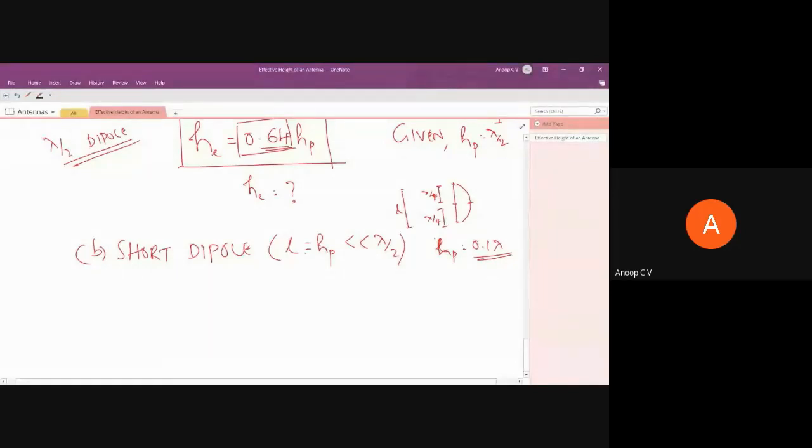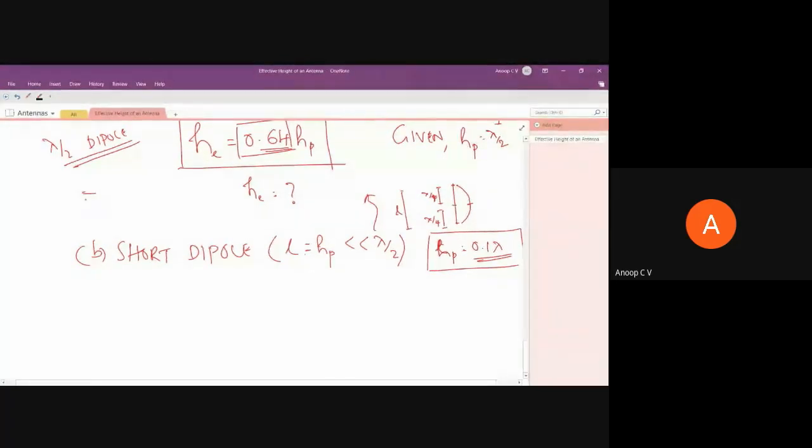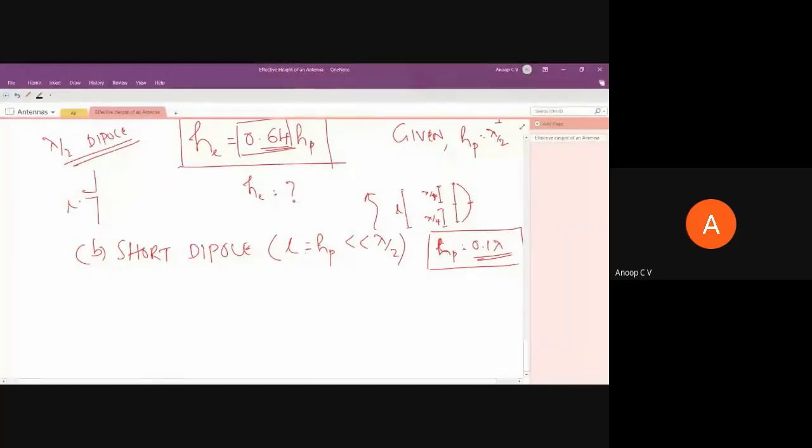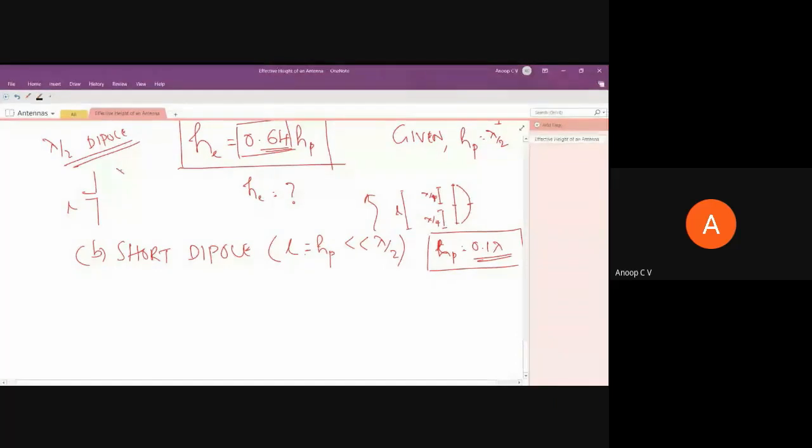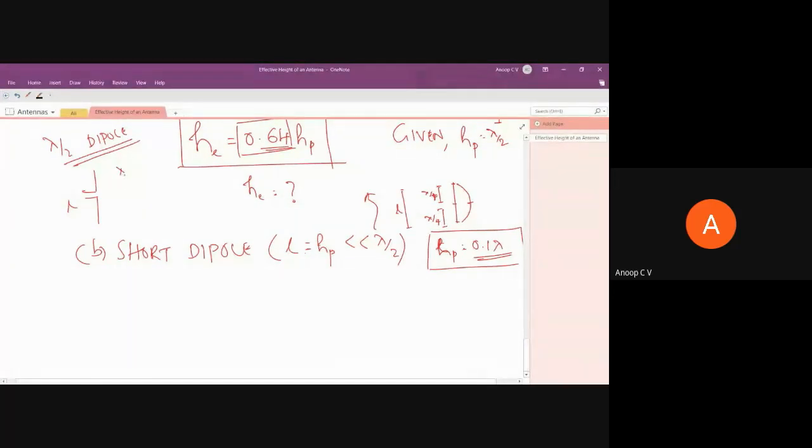It's just an example, right? If length is 0.1 times of lambda, we can call it as actually what? Short dipole. Everything depends upon the frequency of operation, right? So given an antenna of length L, it can act as a lambda by 2 antenna for a given wavelength, and it can act as a short dipole for a higher wavelength. So everything depends upon frequency of operation or wavelength of operation, right?